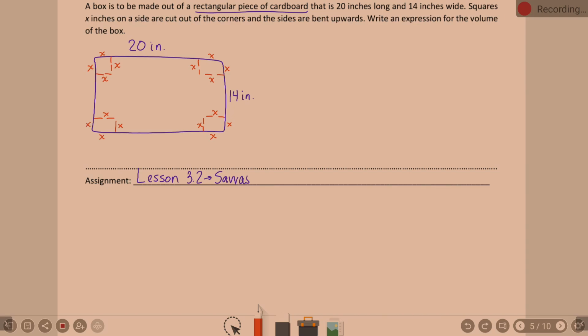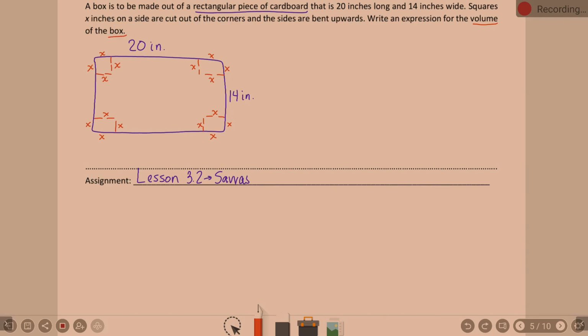Are you seeing that? So we're going to clip away those corners. And then it says the sides are bent upwards, and it's going to form a box. Okay? Any thoughts? Well, okay, so it's a box, yes? Let's start there. Volume of the box.